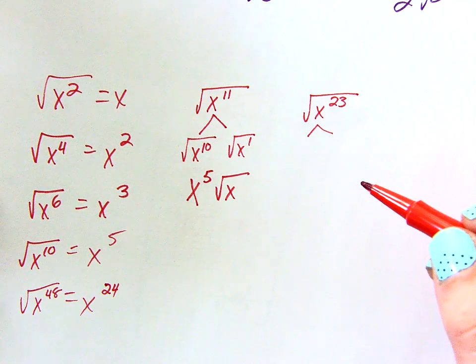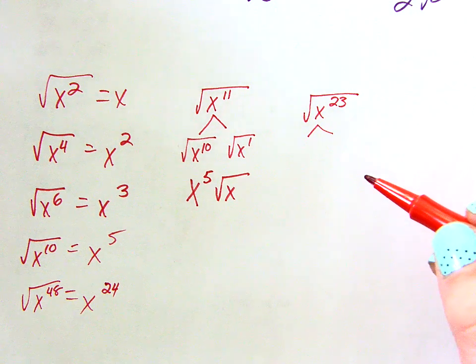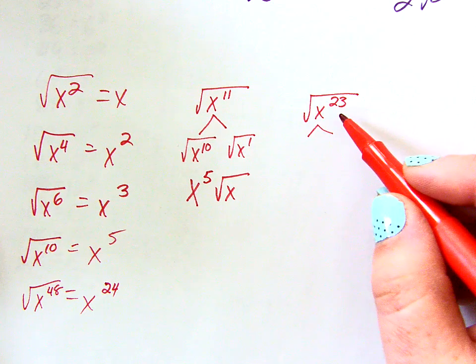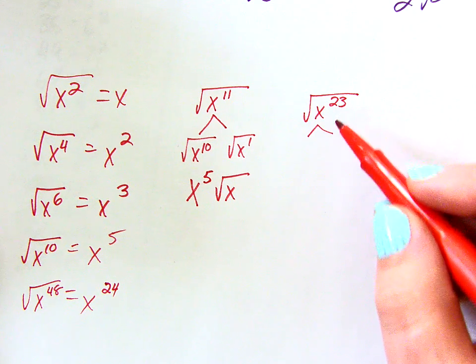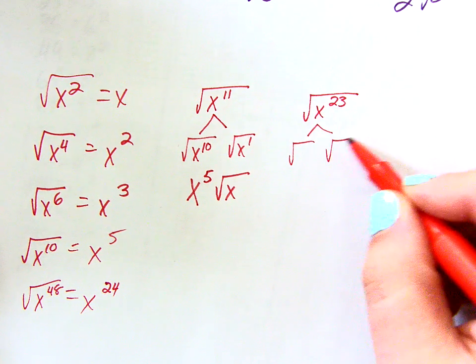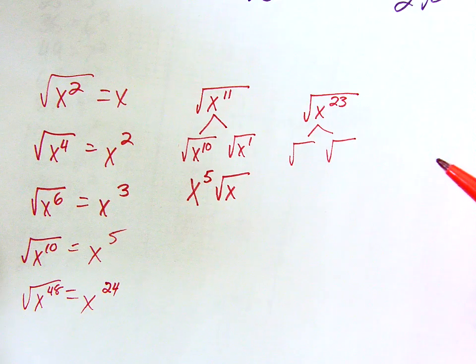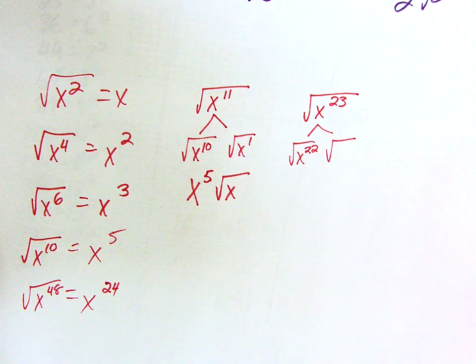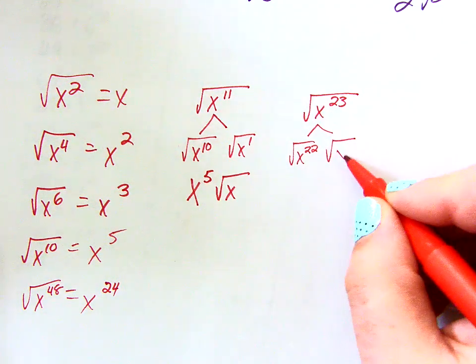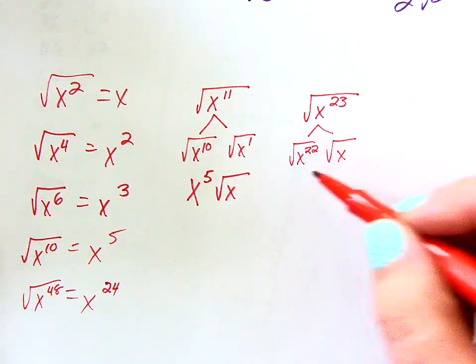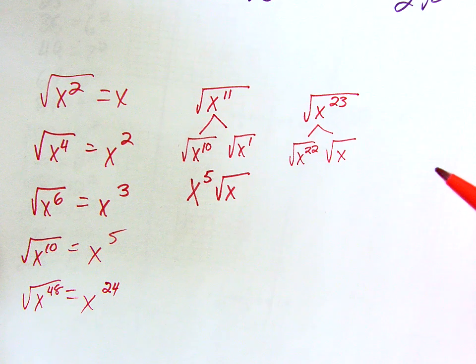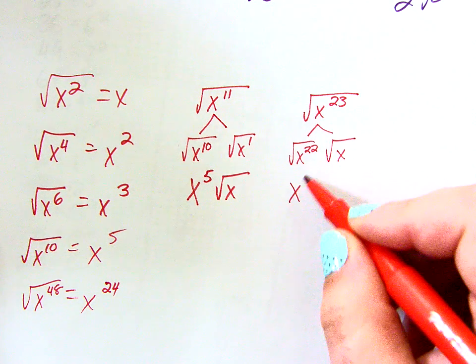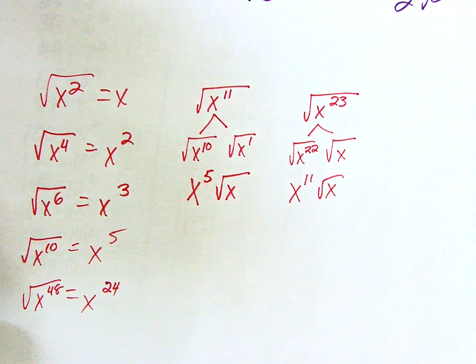Did we get it? Once you get it, they're really easy. So 23 is not a perfect square, but what is? X to the 22nd. You just always go down by 1. And that would be x to the 1st. I do know the square root of x to the 22nd. It's just x to the 11th. That's it. That's my answer.